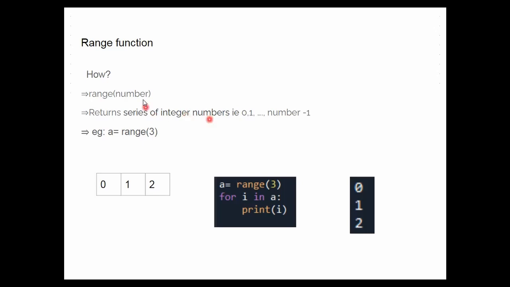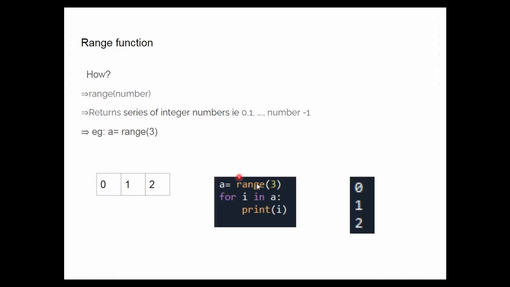For example, if I write range and within the parentheses I write 3, I want the sequence of integer numbers till this number minus 1. So I will get a sequence starting with 0, from 0 till 3 minus 1, that is 0 to 2. It will generate the numbers 0, 1 and 2. Here we have taken the example range of 3, so the numbers generated will be 0, 1 and 2.